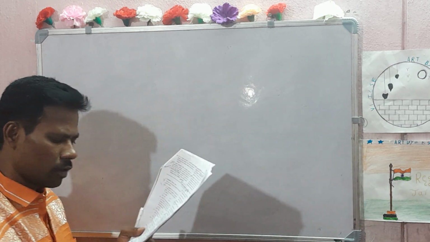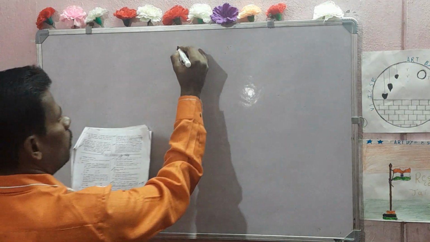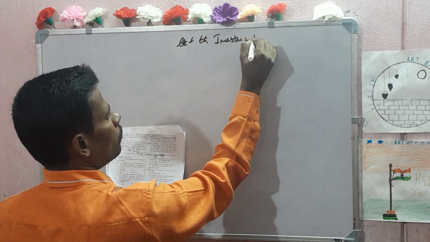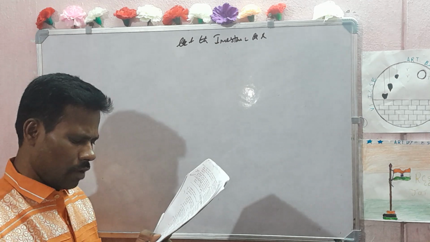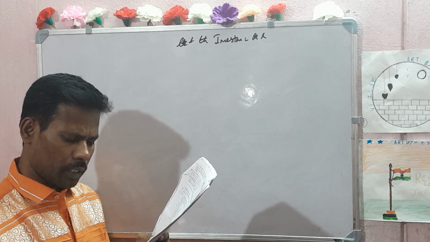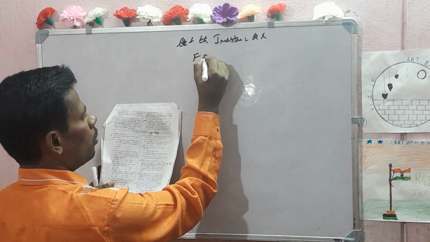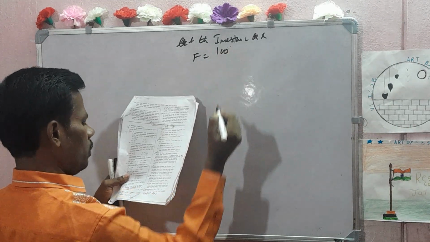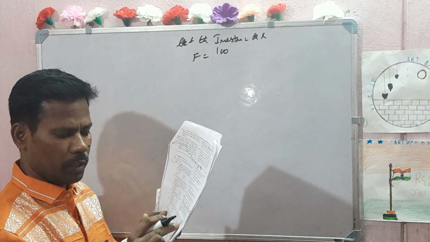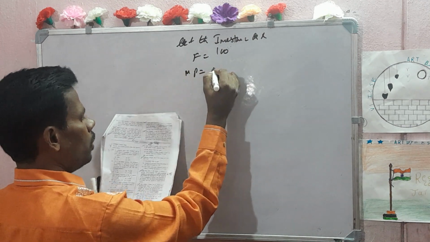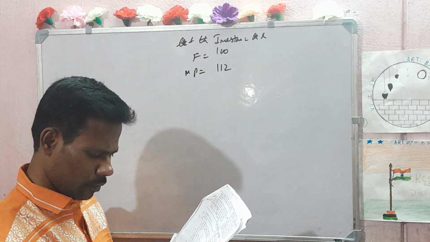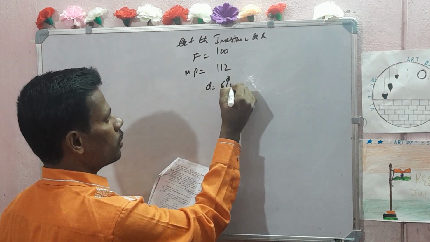Let the sum invested originally be rupees x. A man invests a certain money in 6% rupees 100 shares at 12% premium. Face value is 100. Market price: they give 12% premium, which is 12 rupees, so market value is 112. So dividend is equal to 6%.